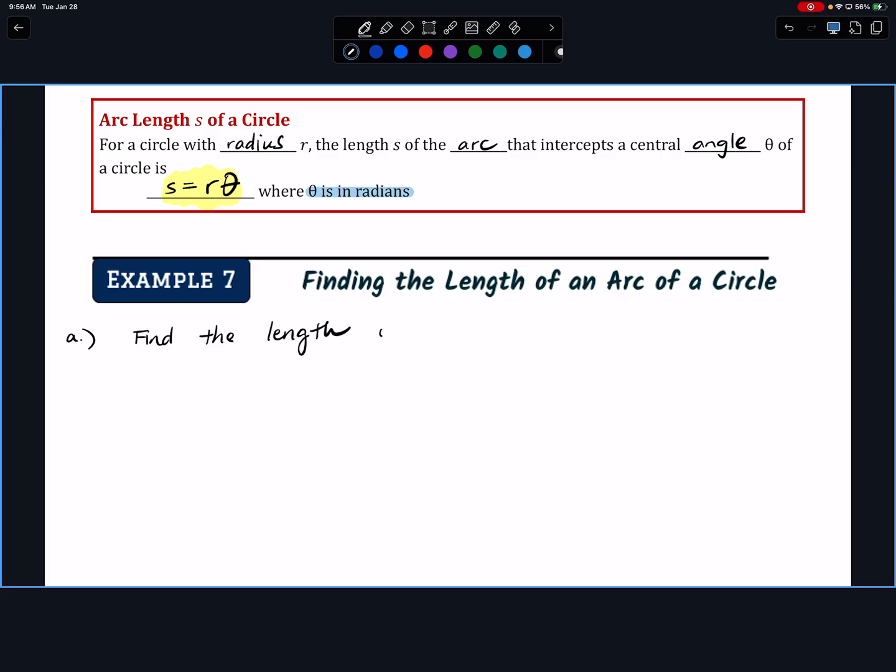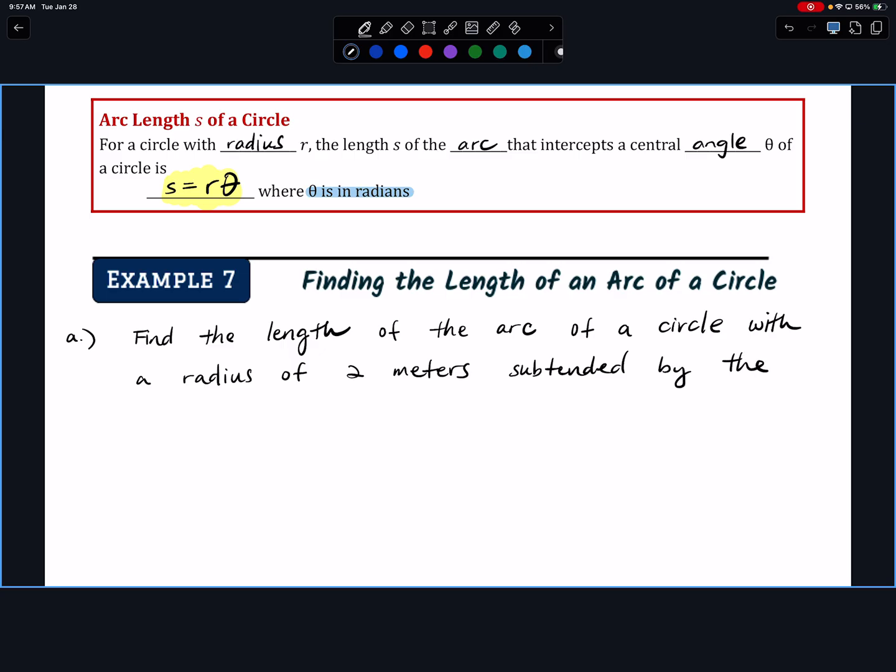Find the length of the arc of a circle with a radius of 2 meters subtended by the central angle theta, which is 0.25 radians.